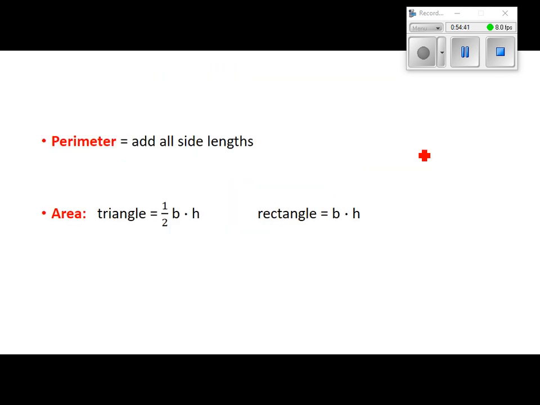Perimeter, I think you got all this on there already. I filled it in for you. Add up all the sides. Triangle, you might want to change this. I don't know why I keep putting it on there like that. Area of a triangle, we just wrote it down as base times height divided by 2.